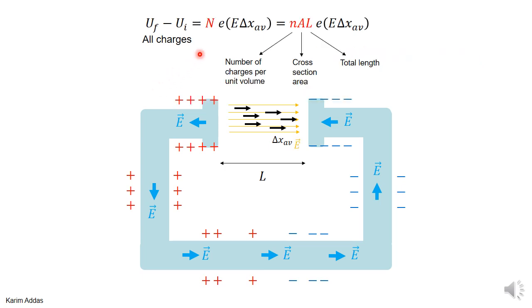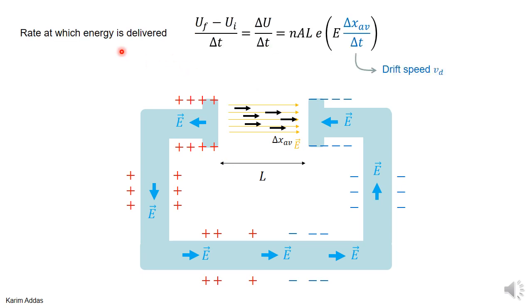So if we look at the equation a bit more, this n, the number of particles, as we've seen before when we talked about current, you can write it as the number of charges per unit volume times the volume. And the volume is the area times the total length. So that's easy. And then let's now look at the rate at which energy is delivered. The rate is the change in energy divided by the change in time. So if you look at the previous slide and you divide by delta t, now you have delta x average by delta t. This is basically the drift speed that the charges move with.